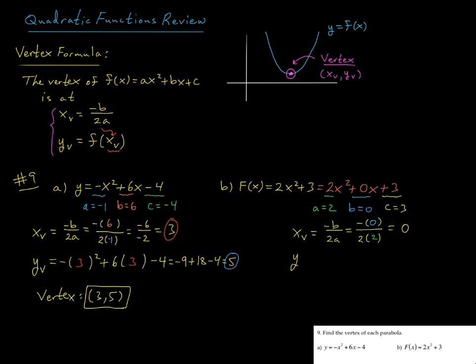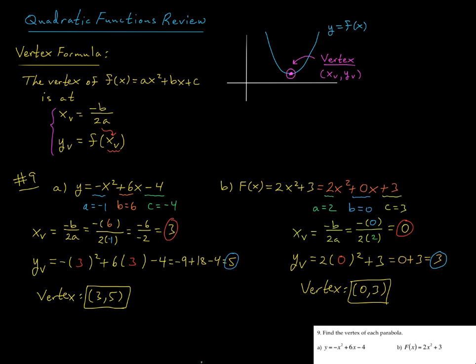Okay, so now to find the y-coordinate of the vertex, we're just going to take this 0 and plug it into the rule for f. So I have 2 times the input squared plus 3. So go ahead and input 0. And this is going to give us just 0 plus 3, which is 3. All right, so that is the y-coordinate of the vertex. And so here we conclude that the vertex is at the point 0, 3.